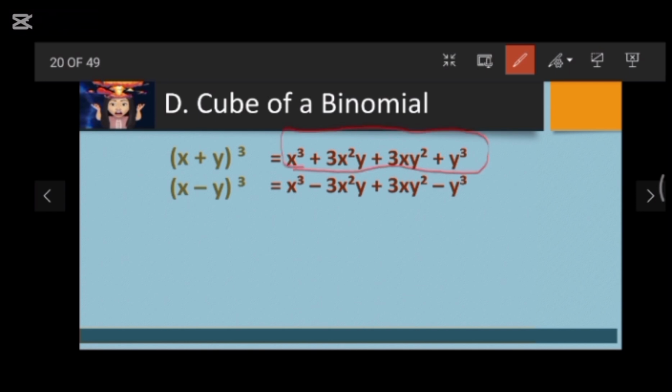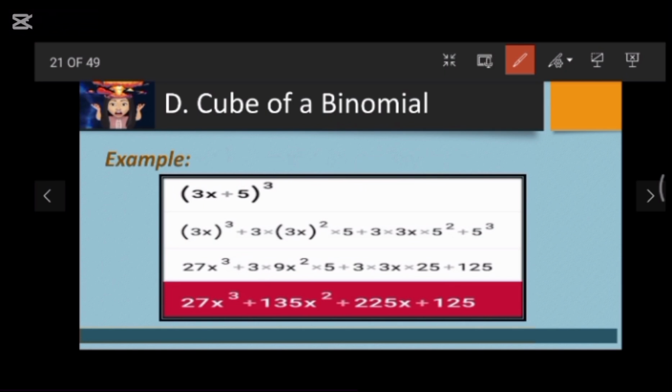The only difference between the two is the sign, because it is a difference. So we have some examples here. So let's have (3x + 5) cubed. So first step, we need to find the cube of the first term, which is 3x.